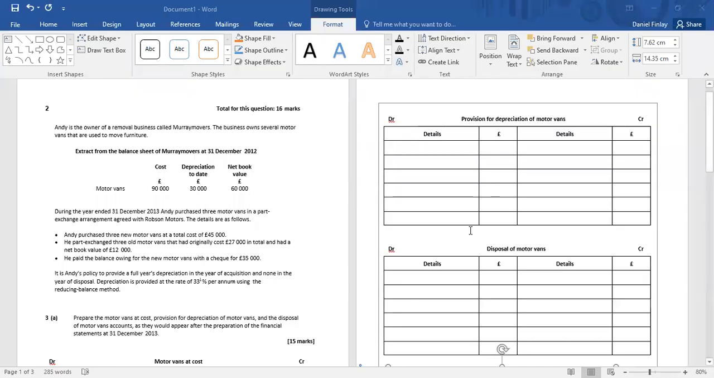Okay, this is June 14's Unit 2 paper, question 3 about disposals. So pause the video and have a read of the scenario.